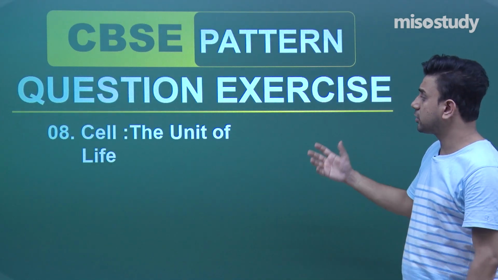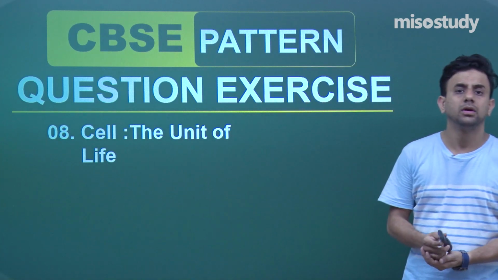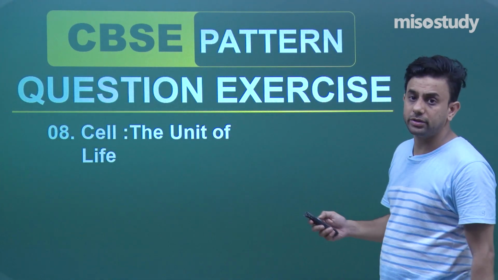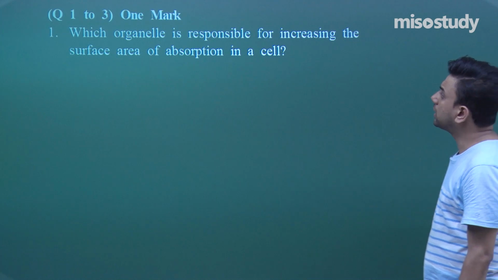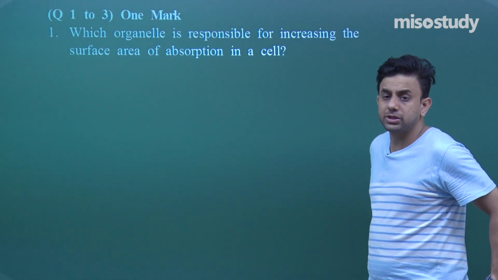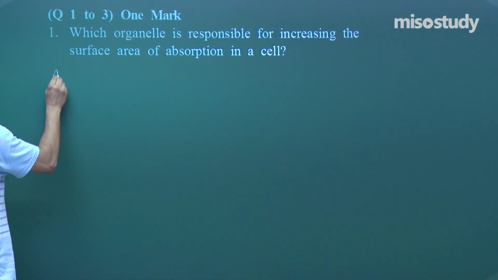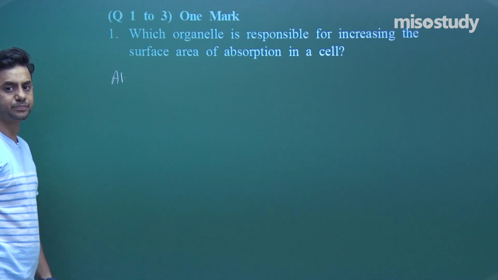So today we will discuss the questions of Cell, the Unit of Life, and we will talk about the CBSE questions on this chapter. Which organelle is responsible for increasing the surface area of absorption in a cell? Absolutely. The answer for this will be the endoplasmic reticulum.